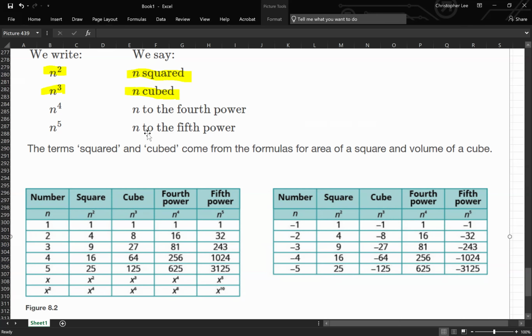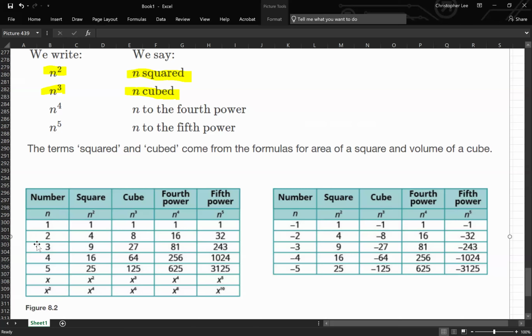Okay. So the terms squared and cubed come from formulas for areas of a square and the volume of a cube, right? So here are some perfect, what's the word for this now? Powers, right? That's a good word. Here's some perfect powers, right? So let's say that n was one, for example, right? Then n squared, n to the second power is just one, n to the third power is one, n to the fifth, you get the idea, right?